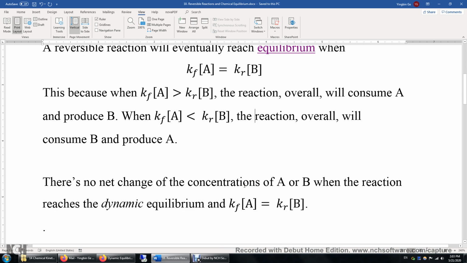Again, just to emphasize, the chemical equilibrium is a dynamic equilibrium. At this dynamic equilibrium, both the forward and reverse reactions are taking place. However, there's no net change of the concentrations of A or B, only because the forward reaction rate is exactly equal to the reverse reaction rate.